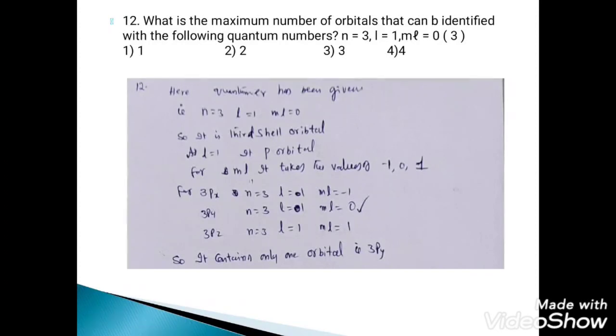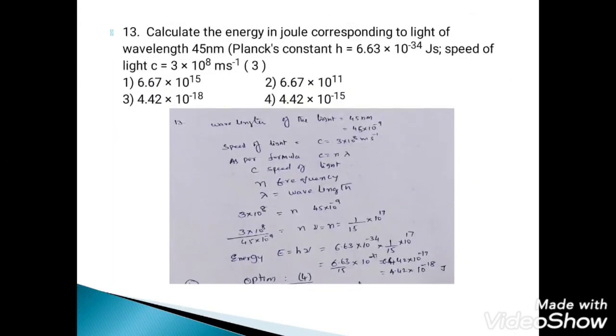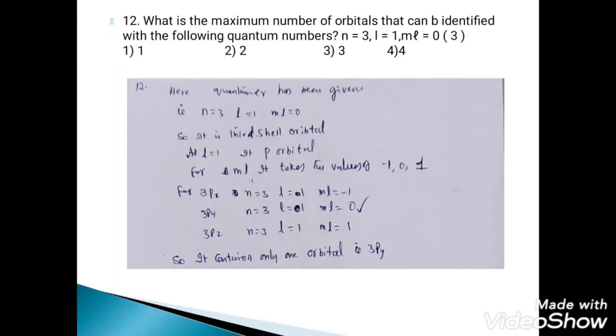Here the quantum numbers are given. That means N is equal to 3, L is equal to 1, Ml is equal to 0. So it is third orbital, and as L is equal to 1, it is p orbital. We can confirm that. For Ml, it can take the values of -1, 0, and 1.